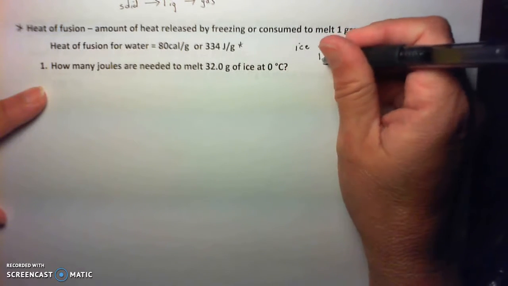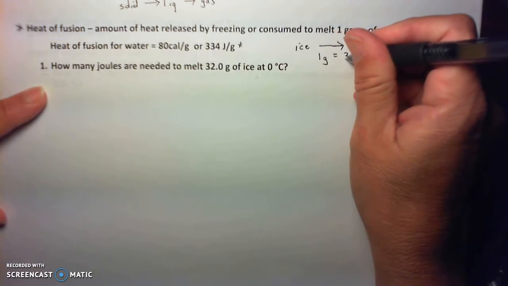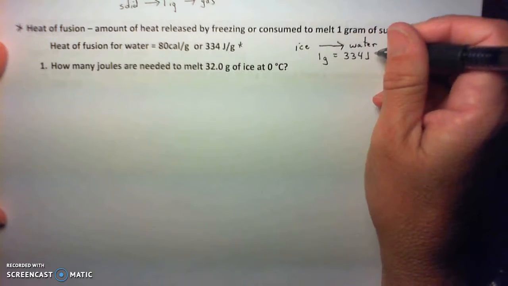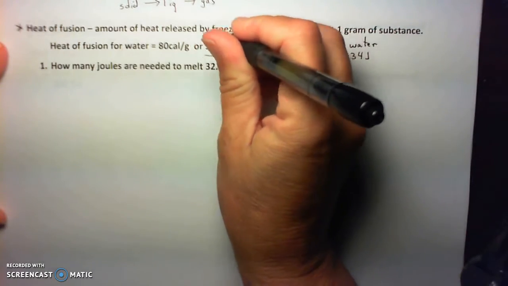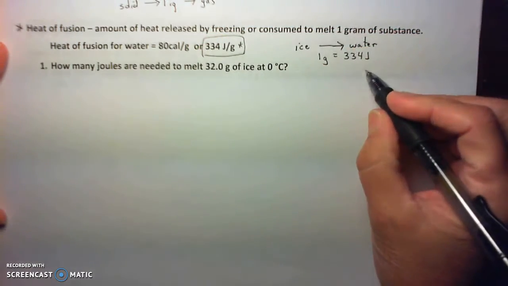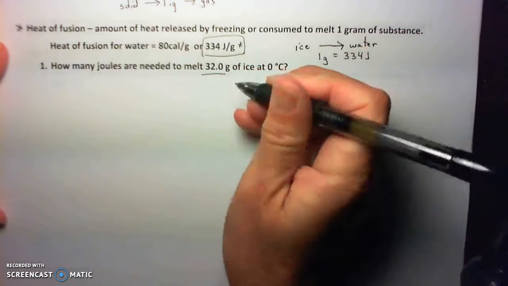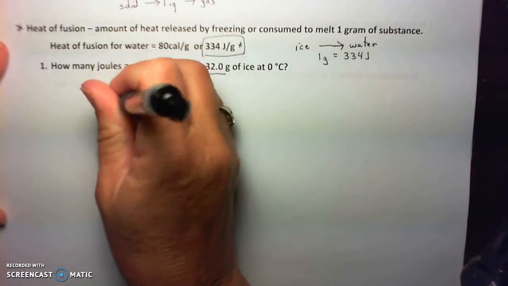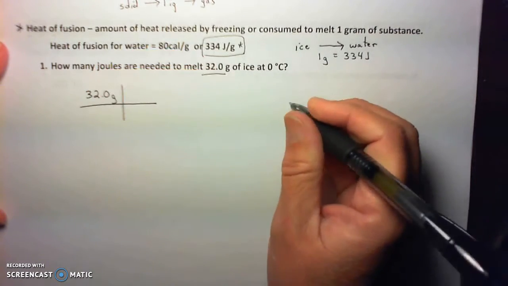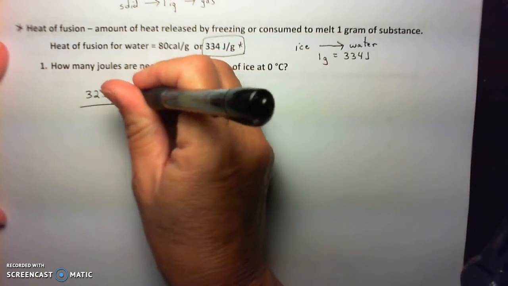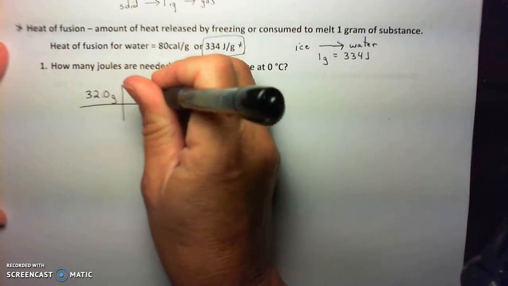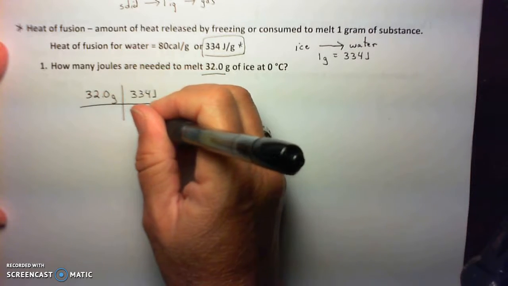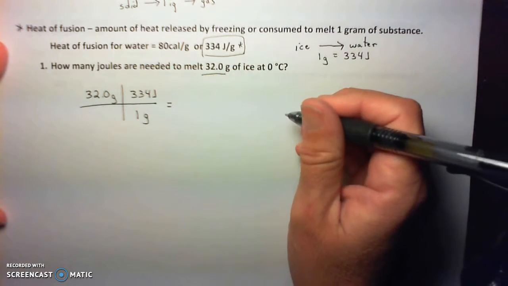1 gram of water requires 334 joules of energy. I got that from this right here. Now we begin with 32 grams. And we're going to do a conversion. We've got 334 joules over 1 gram. The grams will cancel out and leave us with joules.